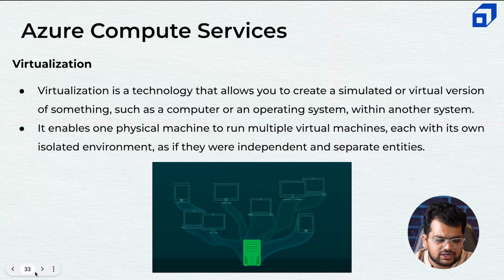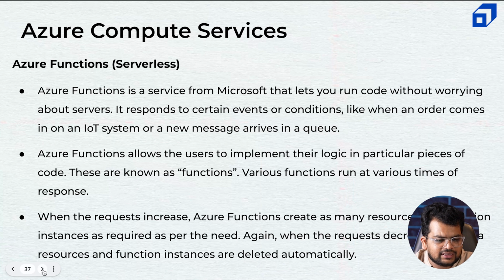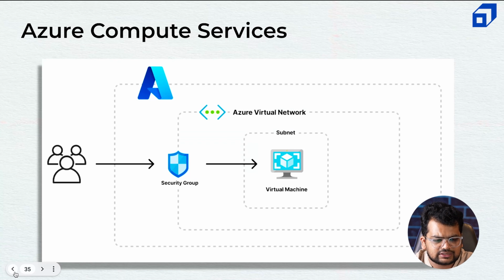This is just an overview about the computational power, right? Now Azure Compute Services has three major things. One is Azure Virtual Machine, then Azure App Service, and then Azure Functions, which is serverless computing.